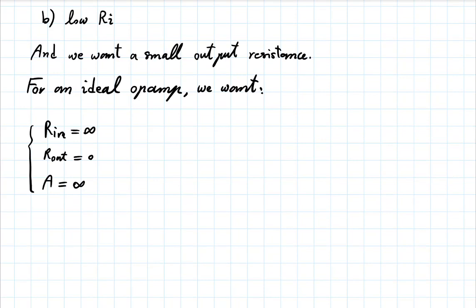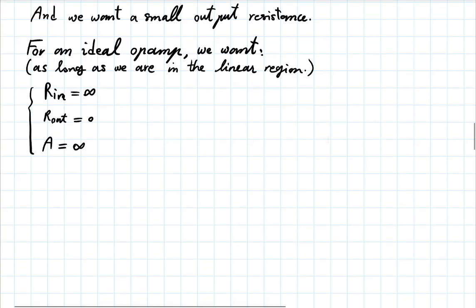Now, keep in mind, even an ideal op-amp that you have in a circuit still has some supply voltages, right? So these would work as long as you are within the limits in the linear region, right? So then it looks like this.